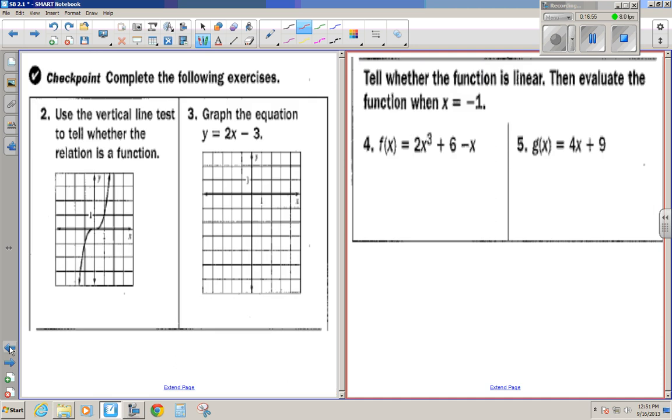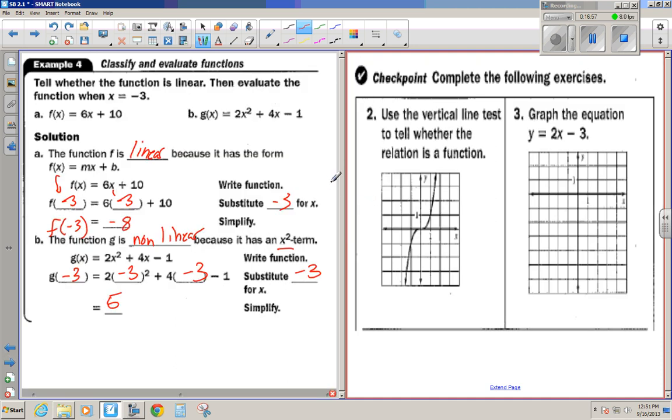Alright, let's get moving here so we can finish this under 20 minutes, maybe. Check, complete the following exercise. Use the vertical line test, the VLT, to tell whether the function is a relation. So there should be no way to draw a vertical line through those points. I move the vertical line along, and at no point does it cross more than once. So is this a function? Yes.